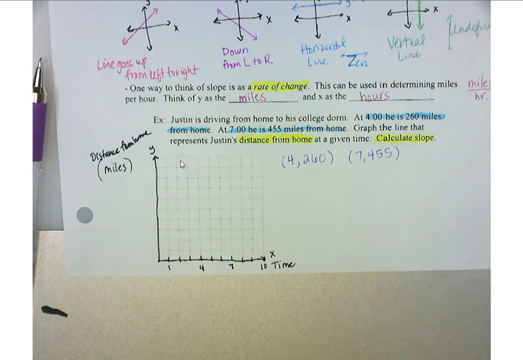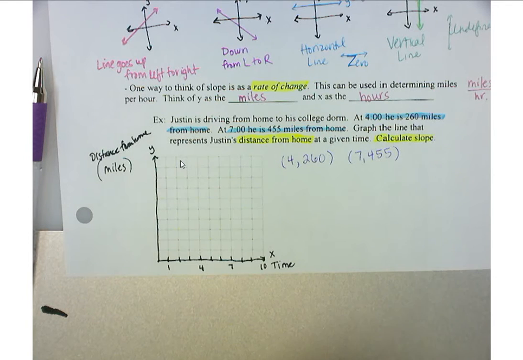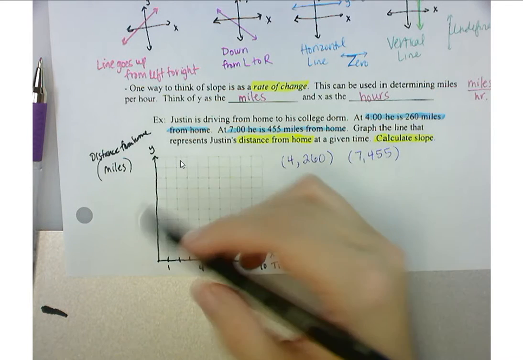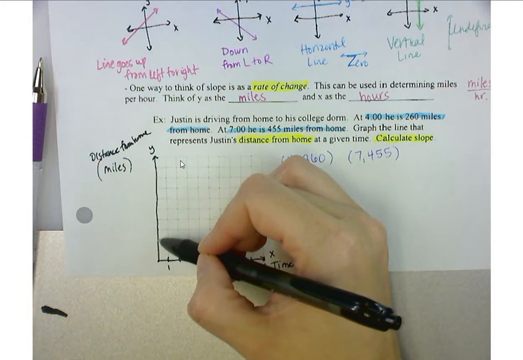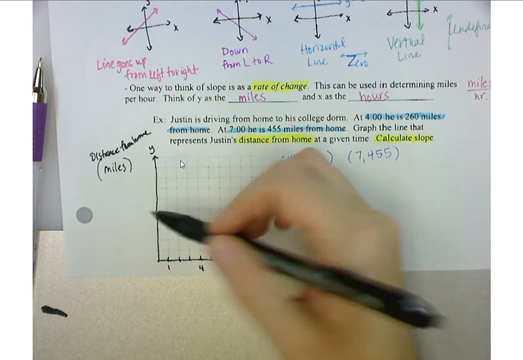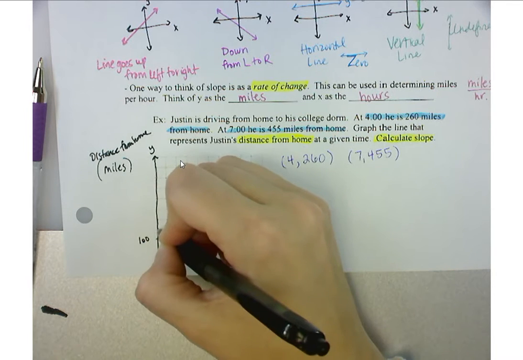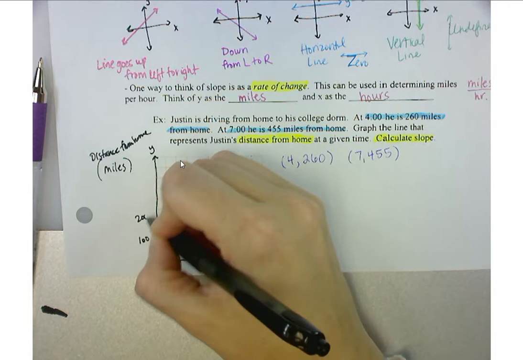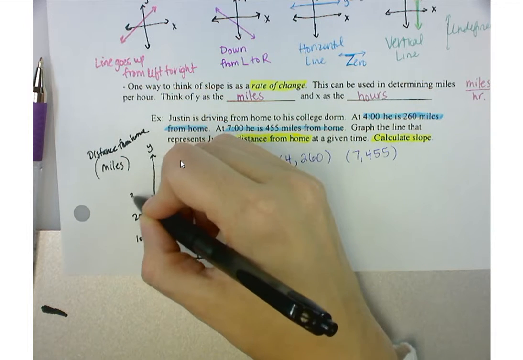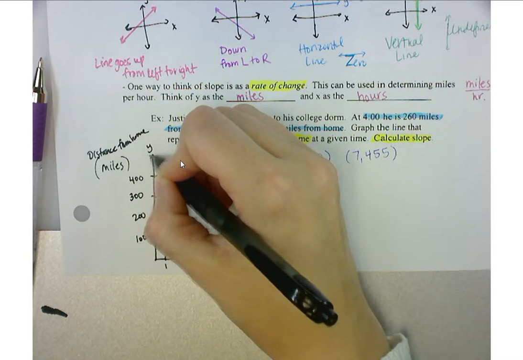All right, and then I know I'm going to have to go up to 455, so I want to make sure that my graph reaches that far. If I went by 100, I would definitely have room. I probably even have room to go by 50. So this would be 100, 150, 200, 250, 300, 400, 500.